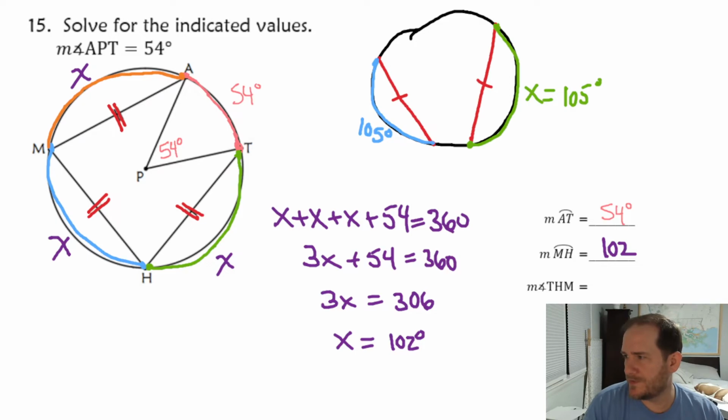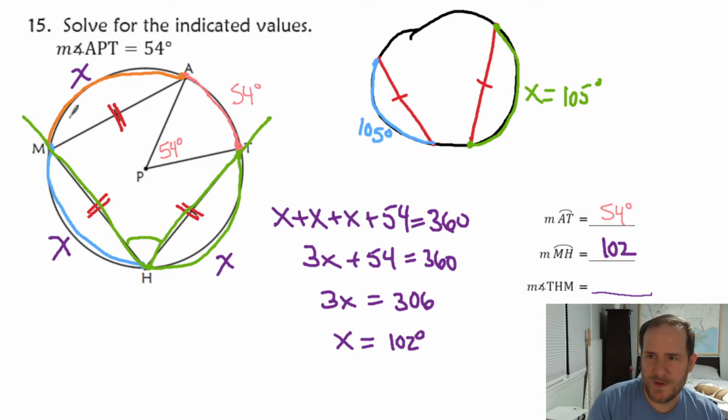Alright, and then they want THM. Measure of angle THM. So this angle here. Okay, so looking at that angle, we see it's an inscribed angle. And you guys can see that for me it cuts the orange and the pink together. And we just said that orange is going to be 102, because all of these arcs are 102. The blue, the orange, and the green at least are 102.